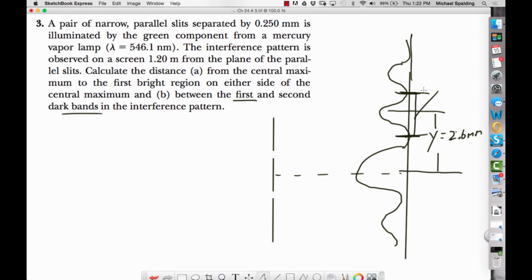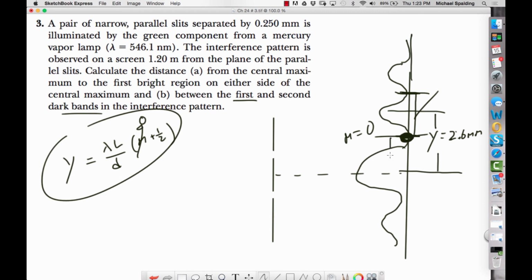Now if you wanted to prove that, you would just go y equals lambda L over d, and you go m plus 1/2, so you're just going to do the calculation. If you wanted to find out where this first dark one was, what's your m there? 0. You go with 0 and calculate this distance right there. Then go to this one right here and calculate where it's going to be. What's the m up there going to be? Right here is m equals 0 for dark. Up here is going to be m equals 1. So just change this to m equals 1.